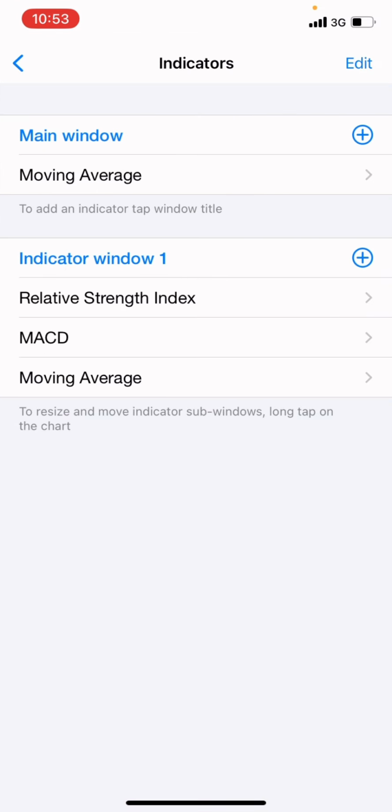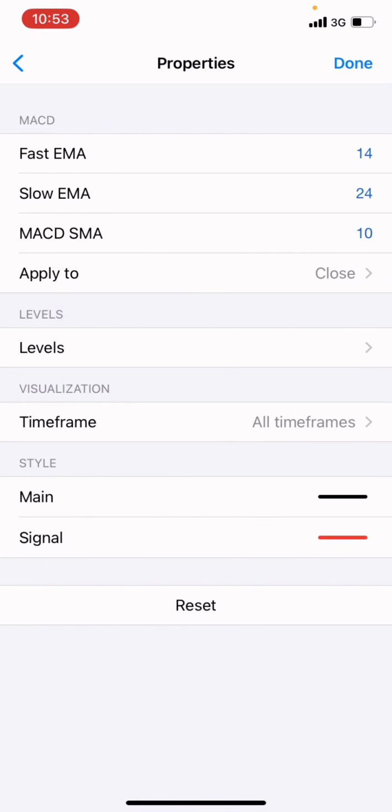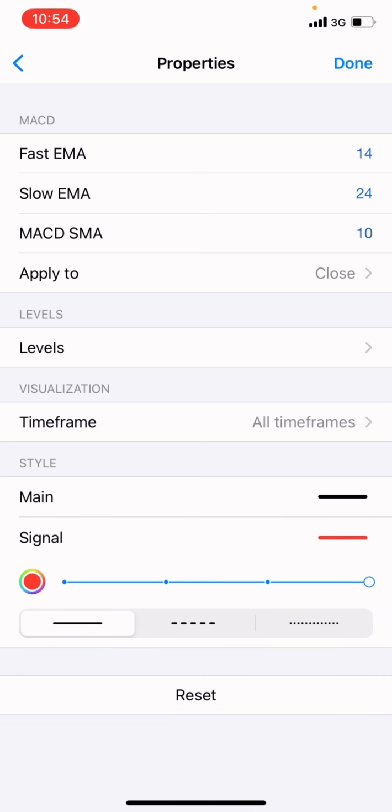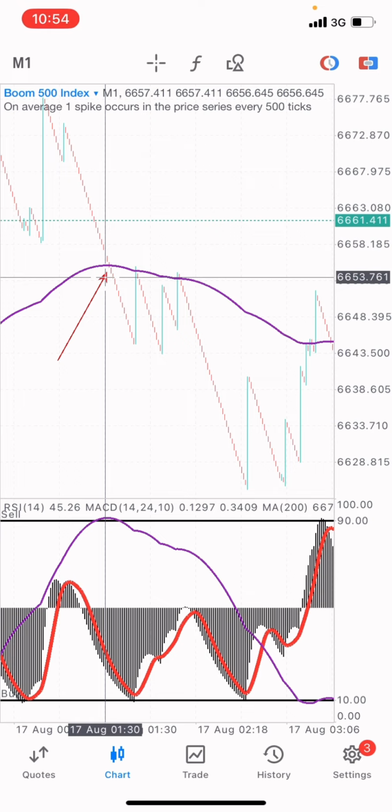Then for the MACD indicator, you put on fast EMA on 14, slow EMA 24, MACD SMA on 10. You apply to close. You do not add any levels. You apply to all time frames as well. For the style, you put the main color on black on the 4th line. You take it to the end. The signal, you put it on red color. Then you take the line to the end, which is the 4 pixels. Then you put the line right here, this first tick line. That should be it. You click on done.